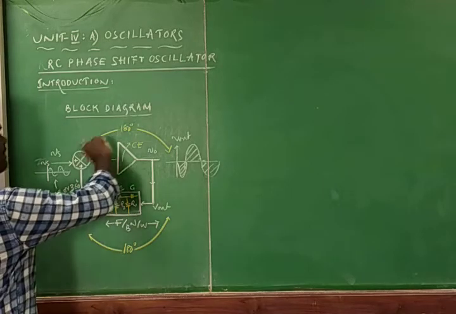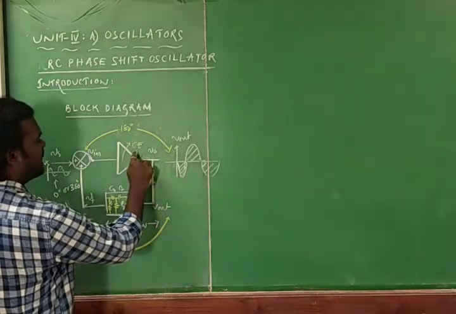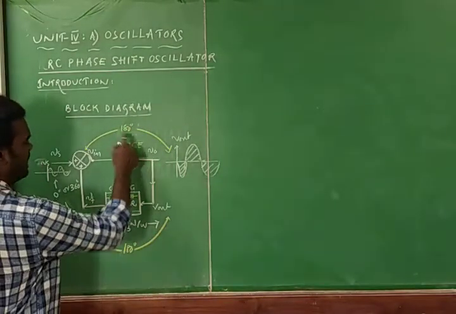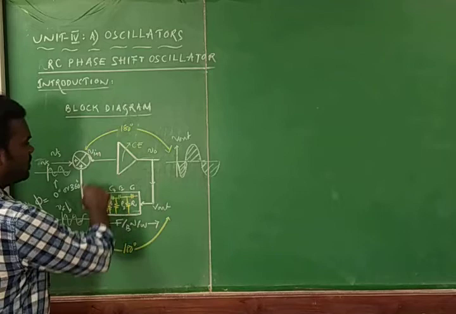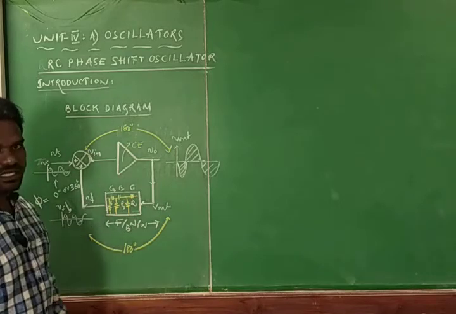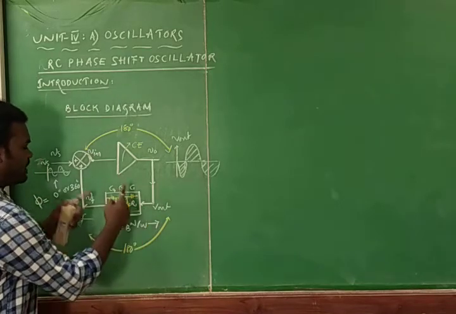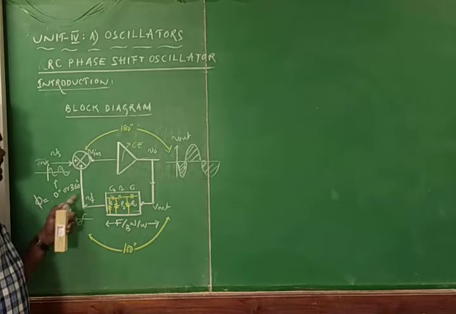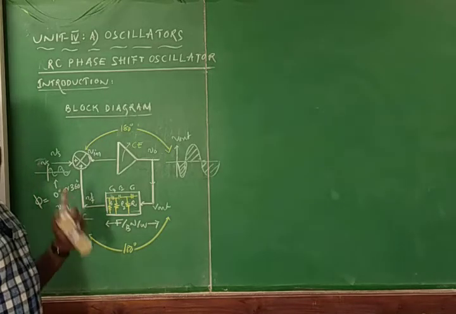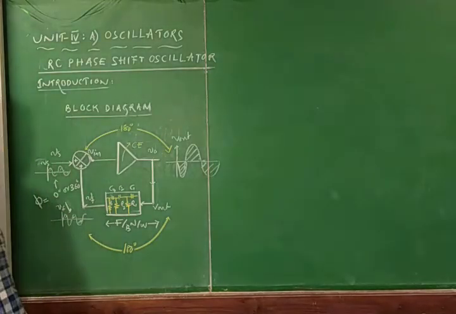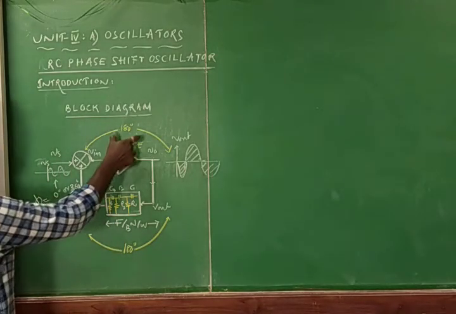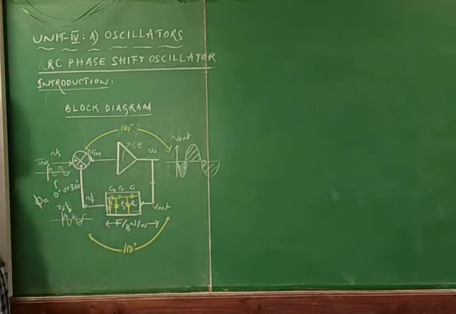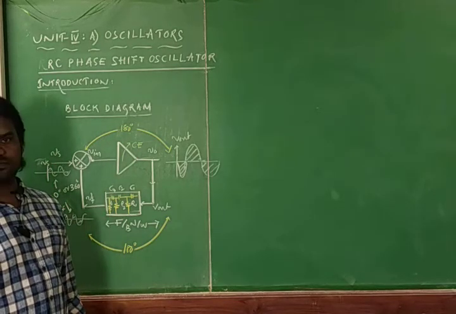So if the amplifier section is designed with a CE amplifier, it can provide the phase shift of 180 degrees, but to meet the condition of the Barkhausen criteria, the feedback network has to provide one more 180, to reach the total phase shift in the oscillator circuit of 360. This is 180 degrees and this is 180. 180 plus 180 will be 360 degrees.